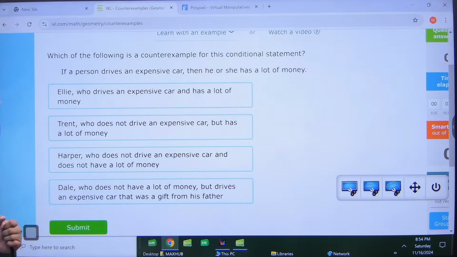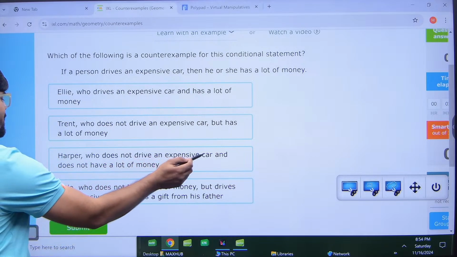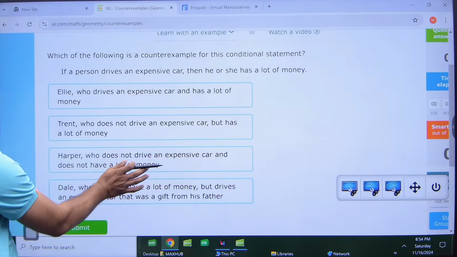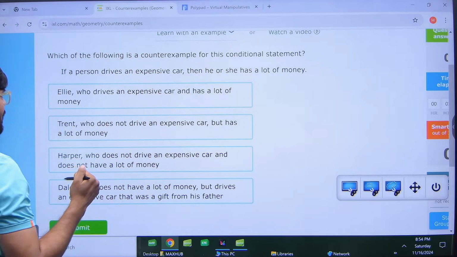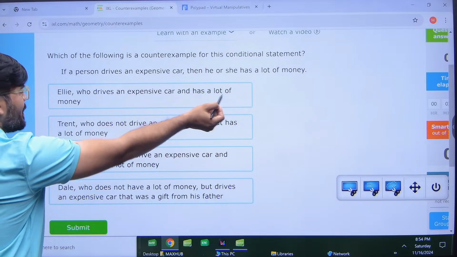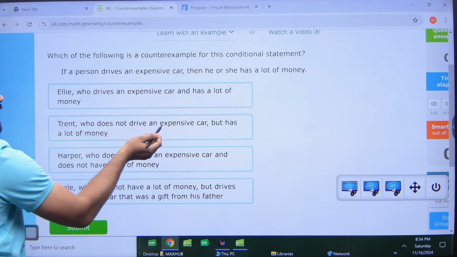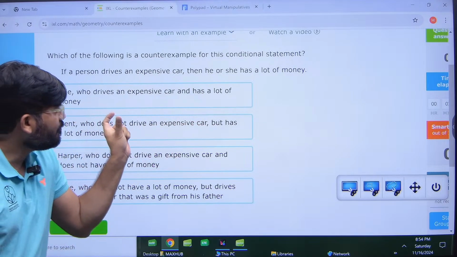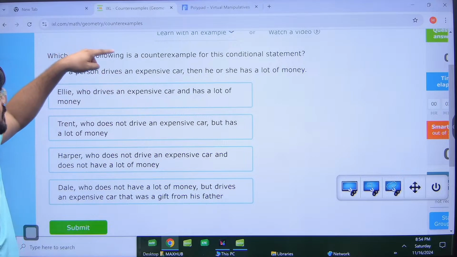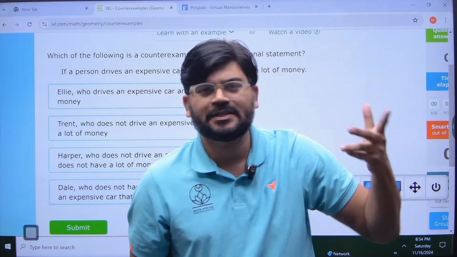Which of the following is a counter example for this conditional statement? So we can say Harper, who does not drive an expensive car and does not have a lot of money, means it is following that statement. He does not have money, does not drive a car. Ellie, who drives an expensive car, has a lot of money. He has a lot of money, he drives an expensive car. Trent, who does not drive an expensive car but has a lot of money, that means he has a lot of money but does not drive an expensive car. It may happen. You have money, you don't buy an expensive car, you go with the cheaper one.